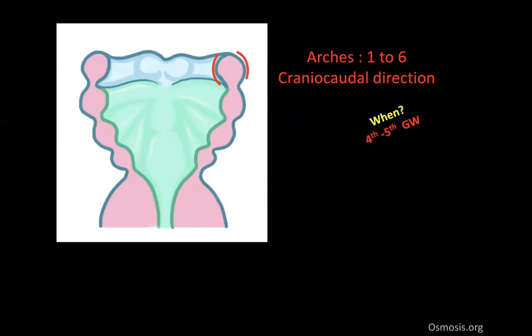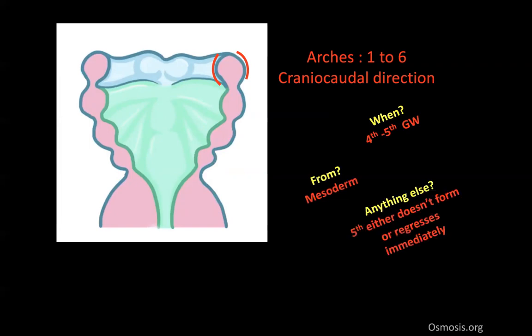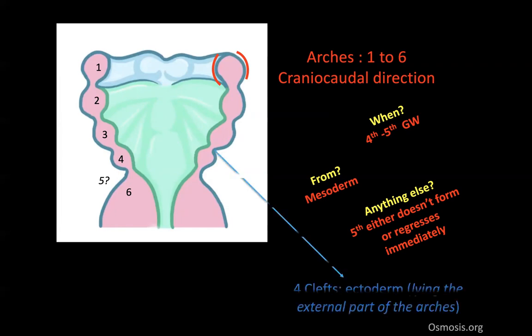And what you need to remember, because it's relevant for the anatomy, is that the arches are 6 arches and are made of mesoderm. And they develop between the 4th and 5th gestational week from mesoderm, and they are 6, but actually the fifth one never develops or regresses immediately. So basically you have 5 arches, and from every arch develops a different structure.